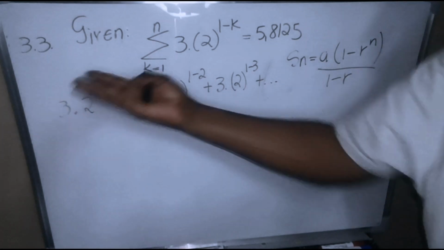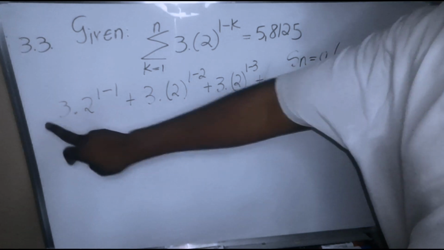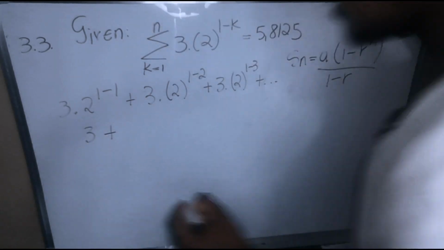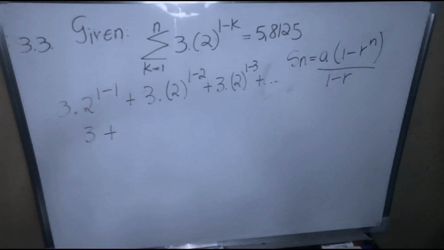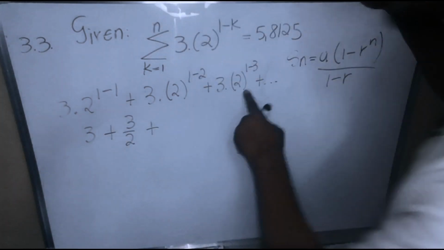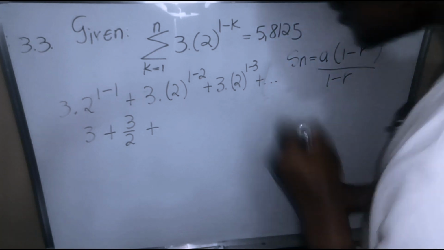Then I'm going to simplify that one. Any number to the power 0 gives 1. We put this on the calculator. 3 times 2 to the power 1 minus 1, the answer is 3. Plus, you put that on the calculator: 3 multiplied by 2 to the power 1 minus 2, the answer is 3 over 2. Plus, you put this one again: 3 multiplied by 2 to the power 1 minus 3, the answer is 3 over 4.